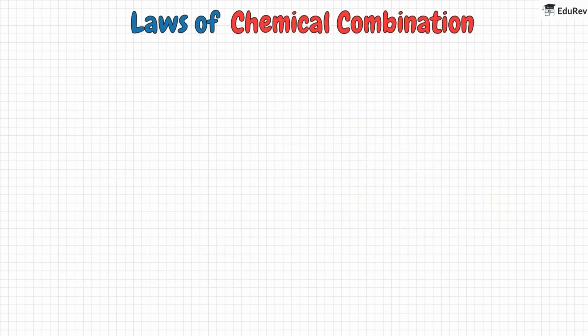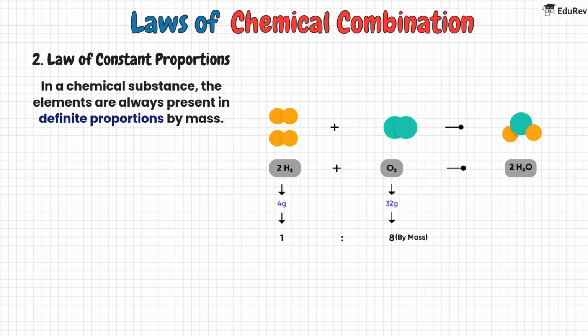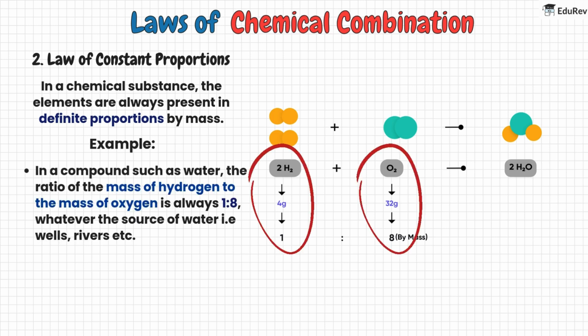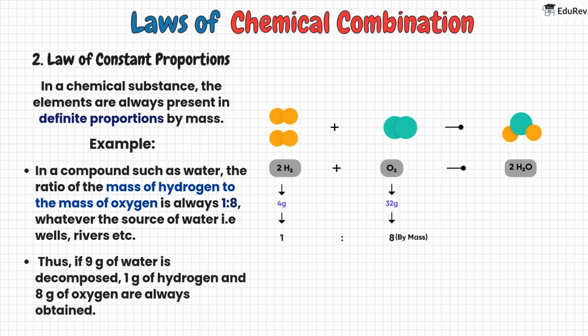The second law of chemical combination is law of constant proportions. Law of constant proportion states that in a chemical substance, the elements are always present in definite proportions by mass. In a compound such as water, the ratio of the mass of hydrogen to the mass of oxygen is always 1:8, whatever the source of water, that is wells, rivers, etc. Thus, if 9 grams of water is decomposed, 1 gram of hydrogen and 8 grams of oxygen are always obtained.